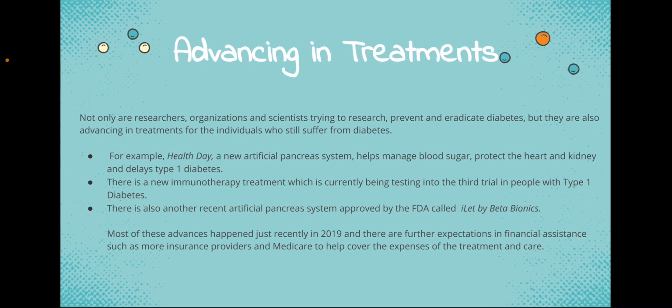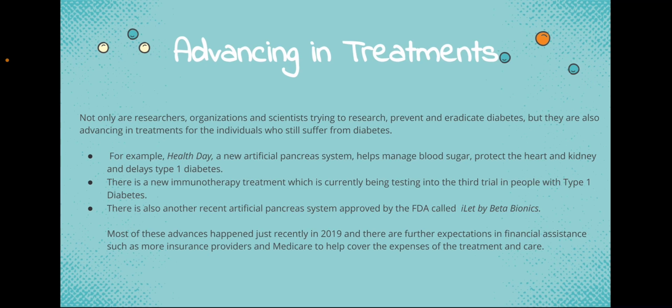For example, Health Day reports a new artificial pancreas system helps manage blood sugar, protect the heart and kidney, and delays type 1 diabetes. There is a new immunotherapy treatment which is currently being tested in the third trial in people with type 1 diabetes. There is also another recent artificial pancreas study approved by the FDA called iLet by Beta Bionics. Most of these advances happened just recently in 2019, and there are further expectations in financial assistance, such as more insurance providers and Medicare to help cover the expenses of the treatment and care.